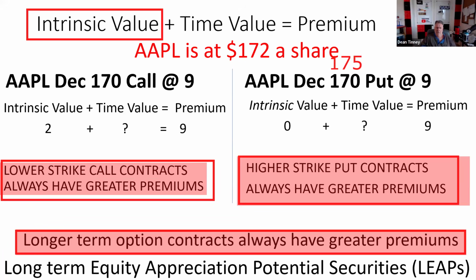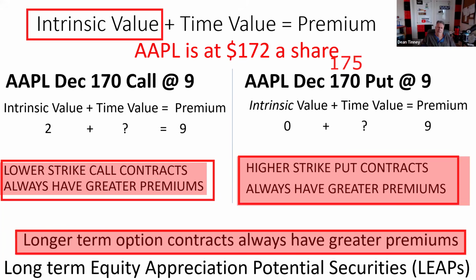Lower, higher, longer. Longer term option contracts always have greater premiums. Listen, if you want me to be a potential victim, if you want me to short an option contract, and you want me to be a potential victim for technically 39 months, but up to 30 months in practice, wow. What kind of premium would I want for that? Big time, right? So we have long-term equity appreciation potential securities, LEAPS, that go out to 30 months.